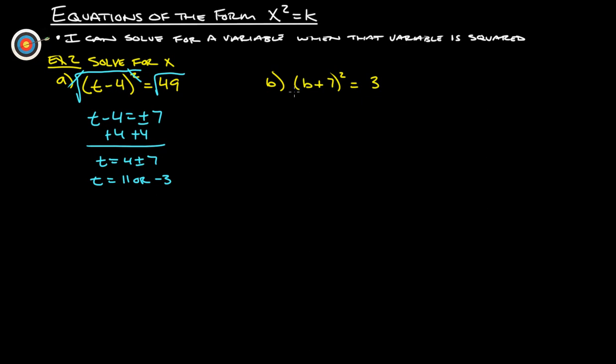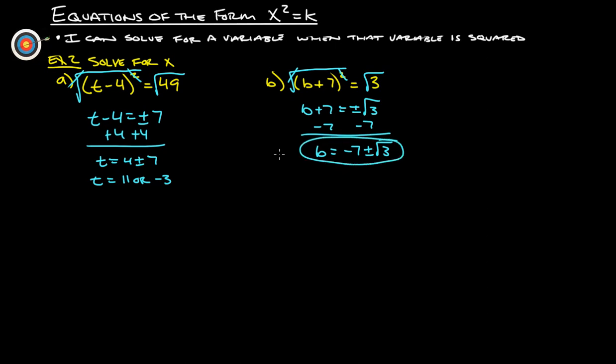Same idea here with B. We've got to square root both sides to get rid of this square, and we get b plus 7 equals plus or minus root 3. Then we subtract 7 from both sides, and we get b equals negative 7 plus or minus root 3. Can't really simplify that at all, so we just leave it at that.